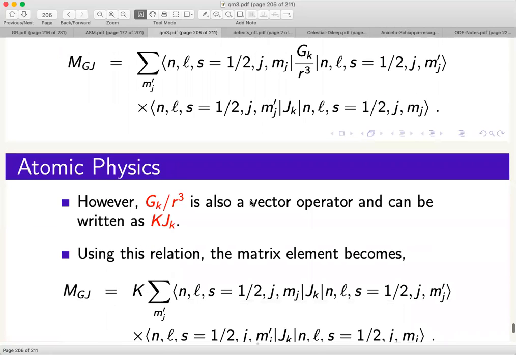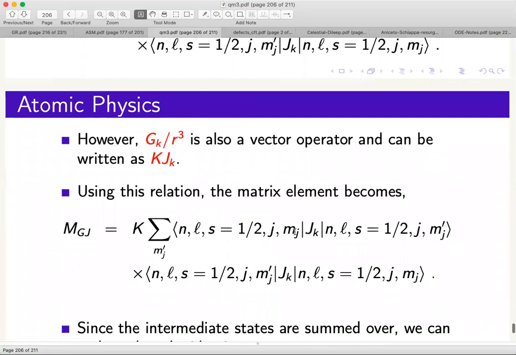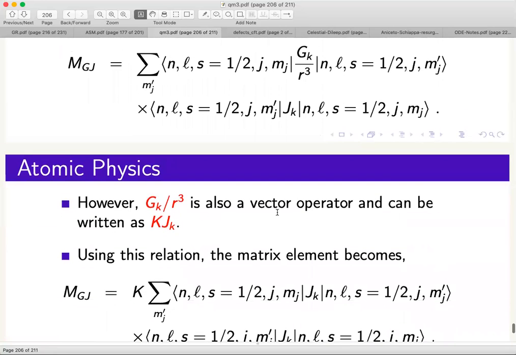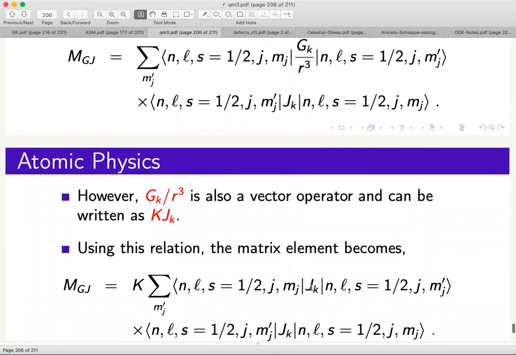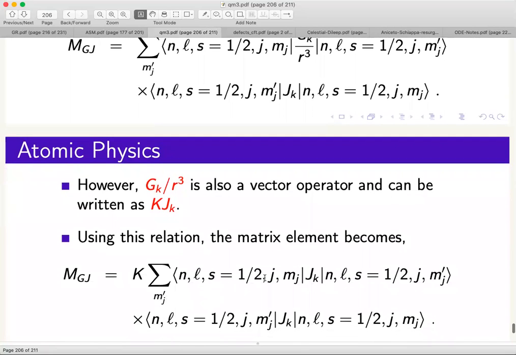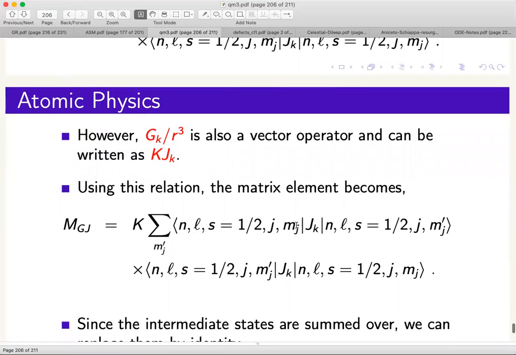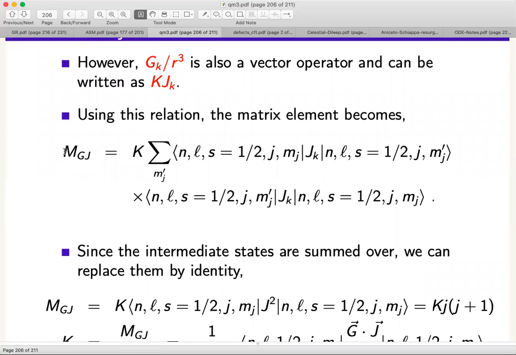Once you do that, you get your matrix element to be k times the sum over mj prime with the states completely copied from the top, the only difference being that GK upon R cube is replaced by JK. Now notice one important thing: this summation is a decomposition of identity. That means all allowed states here sum up to give you identity, so you can get rid of the summation and replace it by an identity element. Then what you have is the bra state times JK times JK times the ket state. But JK times JK is just J squared. Therefore our matrix element is just k times the matrix element of J squared, sandwiched between the same states.